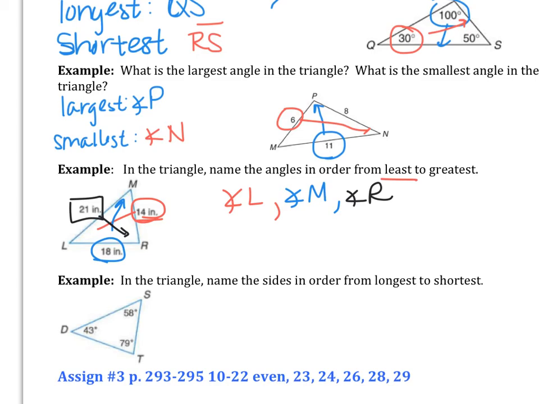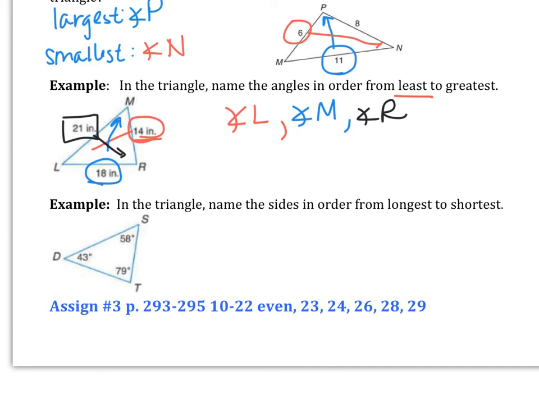One more example for today. The last example says in the triangle, name the sides in order from longest this time to shortest. So we're going from the biggest side to the shortest side. So I'm looking for the biggest angle first. 79 is my biggest angle, so the longest side is going to be DS. And then the second biggest angle is going to be that 58. The side across from that is DT. And lastly, that smallest angle is across from side ST.